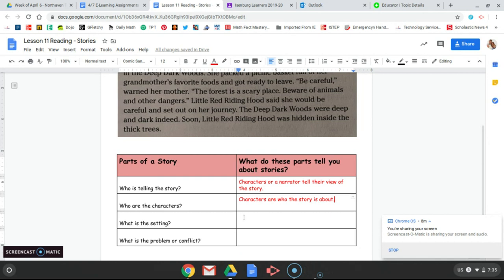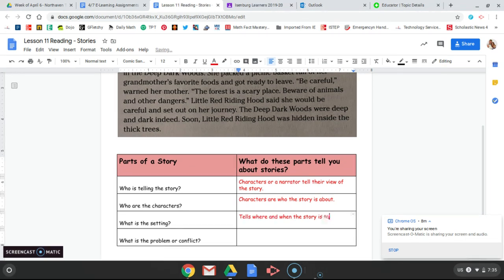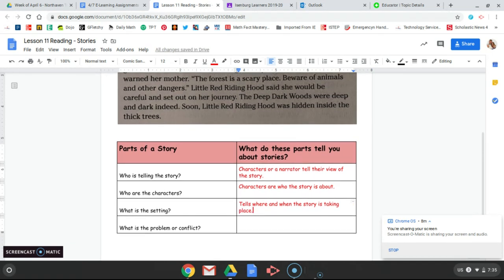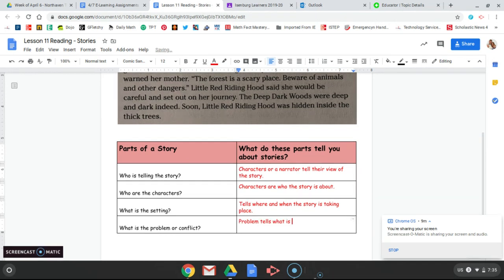What is the setting? The setting tells where and when the story is taking place. So it's important to know so you can imagine in your head as you're reading where these people are and what, like if it's set in the past, you're going to need to focus on that too. What is the problem or conflict? So this tells us the problem tells what is wrong in the story or what somebody is struggling against.